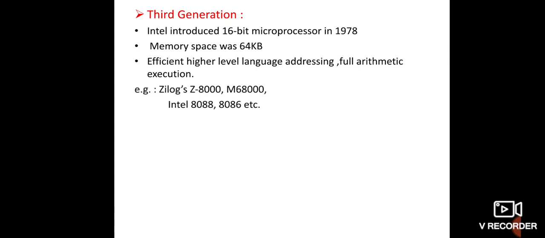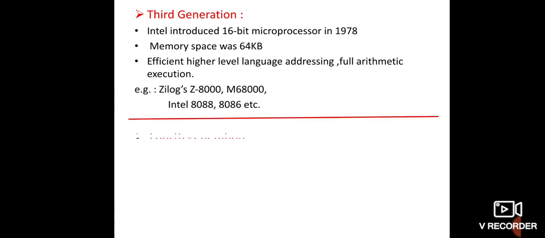Now, what are the examples? In this third generation, Zilog Z8000, Motorola 68000, and also Intel developed the Intel 8088 and 8086. These are examples of microprocessors developed in the third generation.